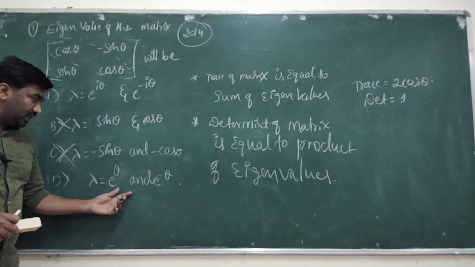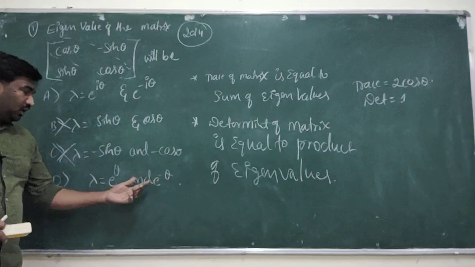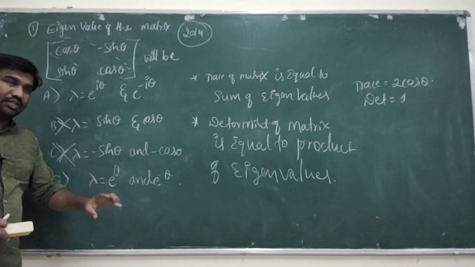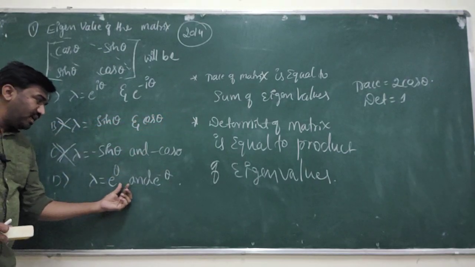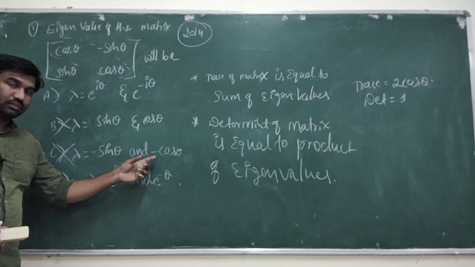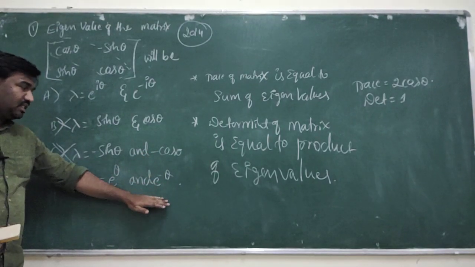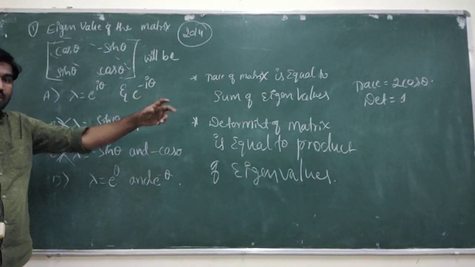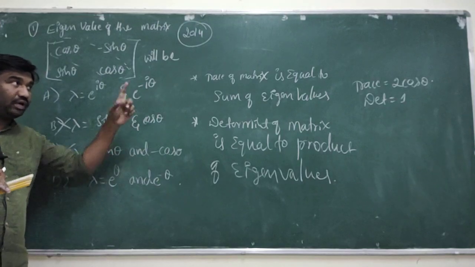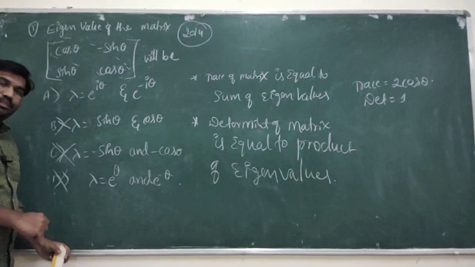And if you go through lambda equal to e power theta and e power minus theta, the product of e power theta and e power minus theta gives 1, which matches the determinant. But if you add e power theta plus e power minus theta, it is not equal to 2 cos theta. The sum of these eigenvalues is not equal to the trace. So this is not a correct option.